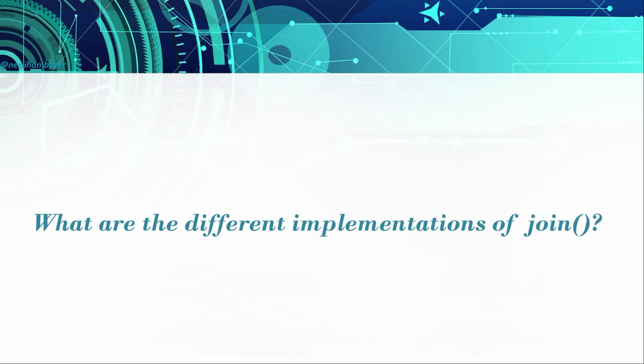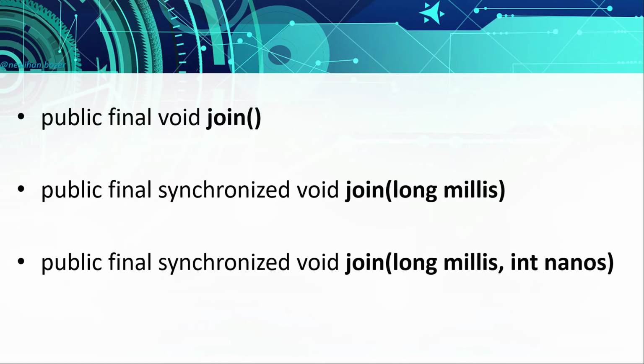What are the different implementations of join? There are three types of join method implementation. The join method without parameter waits for the thread to die. It will put the current thread on wait until the thread on which it is called is dead. If the thread is interrupted, then it will throw InterruptedException.